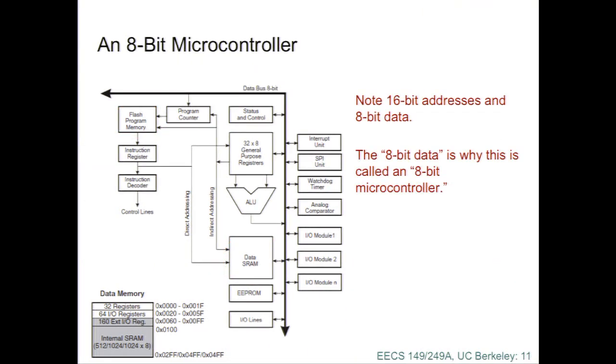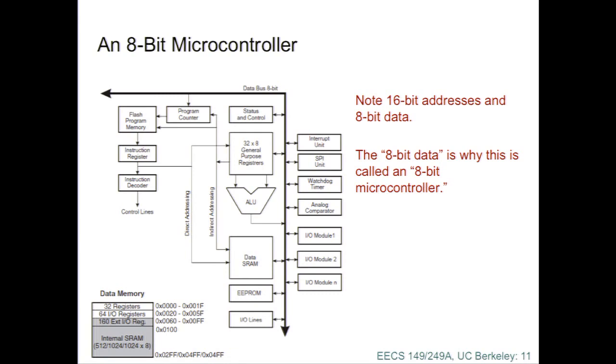Okay. So one thing about this architecture, it's an 8-bit microcontroller, but it has 16-bit addresses, right? What if it only had 8-bit addresses? How much memory could it address? 256 bytes. Okay, that's even less than 1 kilobyte, which is what you have on this processor. So 8-bit addresses wouldn't be very useful.